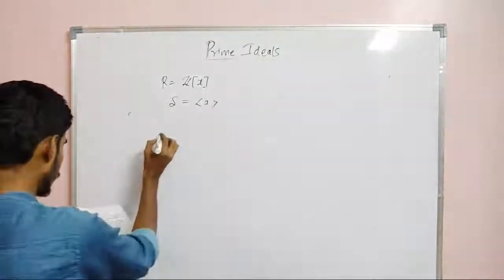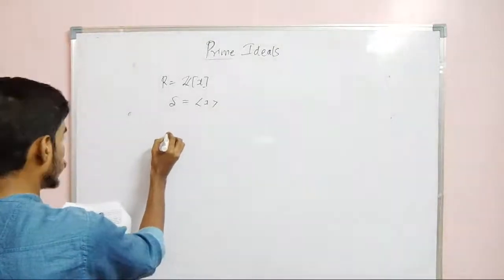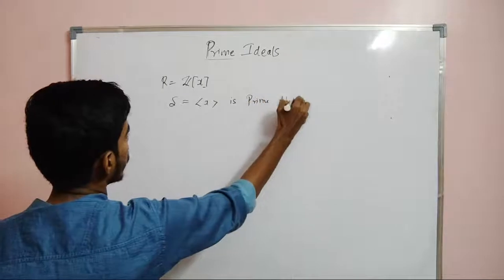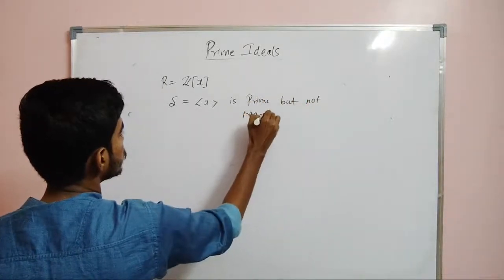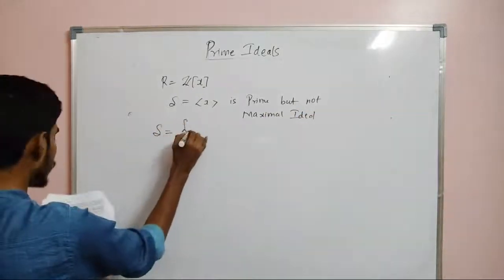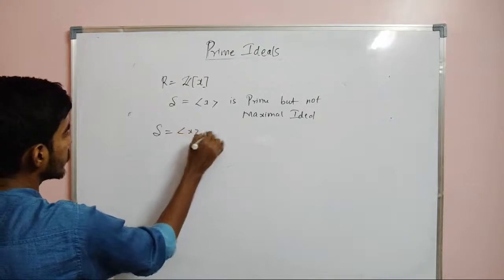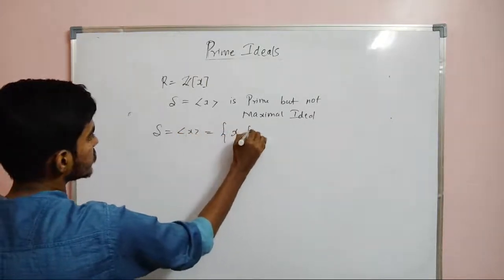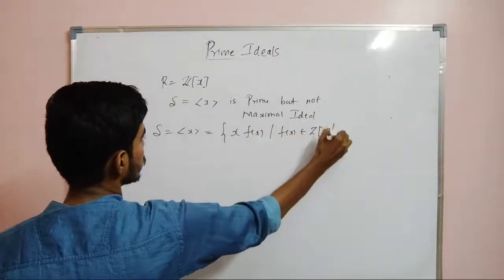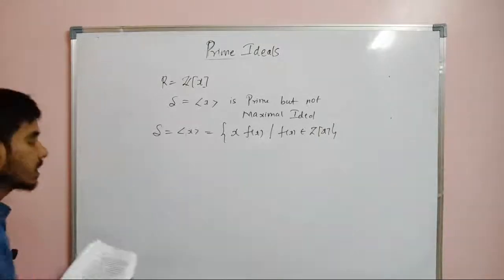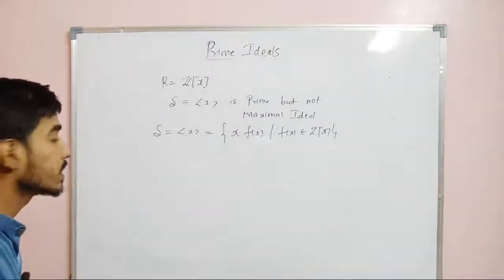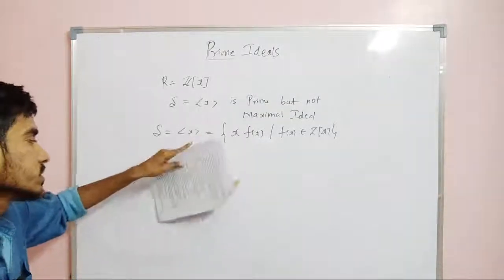Now, we will show that this is a prime ideal, but not a maximal ideal. Right. So, what is S? S is the ideal generated by x, that is, it consists of all those members x into f(x), where f(x) belongs to Z[x]. So, this set is a prime ideal, but it is not a maximal ideal. Maximal ideal means there is some other set which properly contains all those functions generated by x.